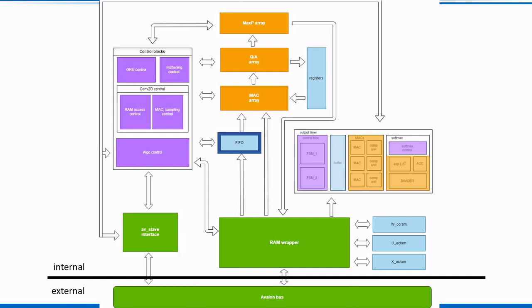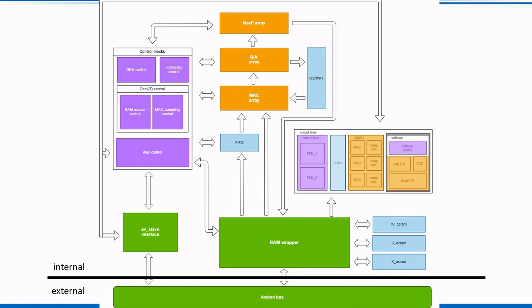Having a very few number of parameters, the output layer is independent of the rest of the architecture and has its own arithmetic units and control blocks. It operates in a very similar way as the other layers, except for the softmax activation, which has its dedicated block containing a lookup table for the exponential function coupled to a divide and accumulate component.